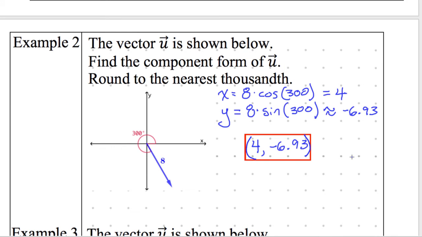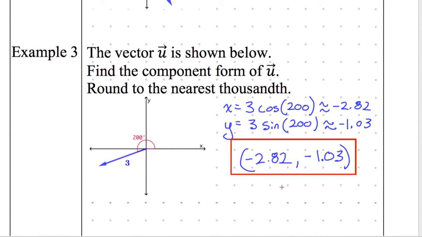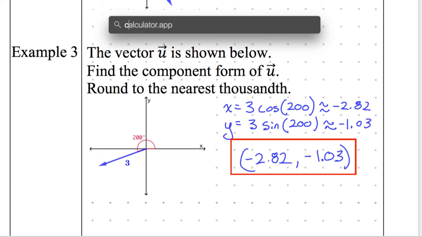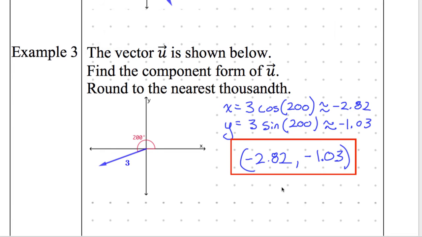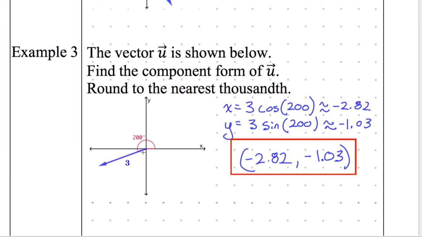All right, example 2, the answer was 4, comma, negative 6.93 when we round. Thumbs up, thumbs down. Rochelle? Yep, all right. Example 3, the answer was negative 2.82, comma, negative 1.03. Thumbs up, thumbs down. Uh-oh, what happened? 2.82. Okay, we can check again. On the calculator app, when we do cosine of 200 and multiply it by 3, we do get a negative 2. Another way to check your work is that this x direction should be negative since we're going to the left.